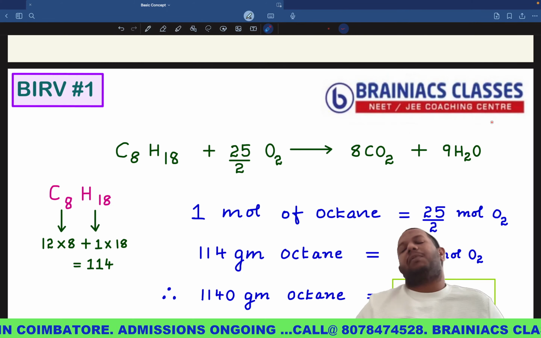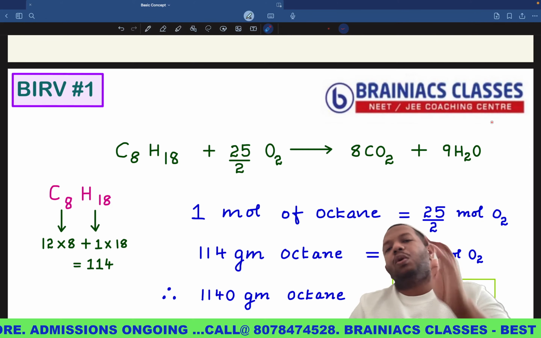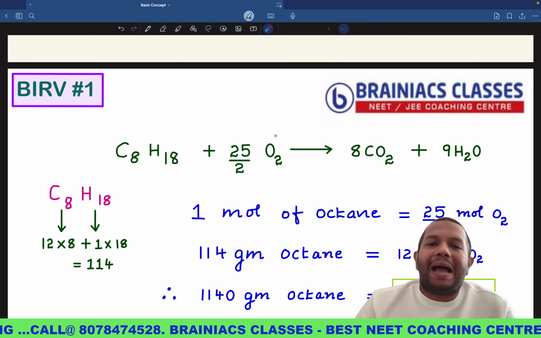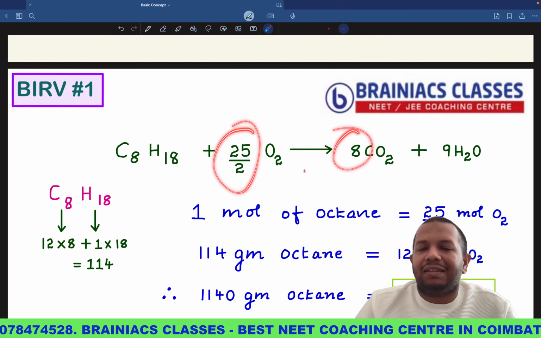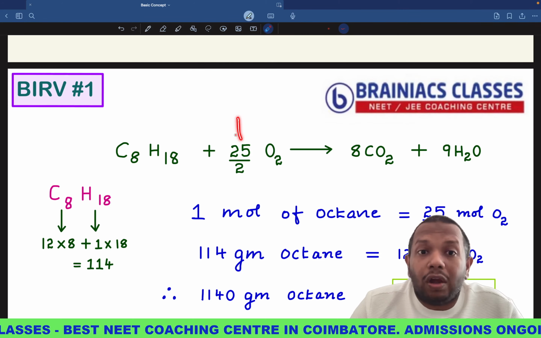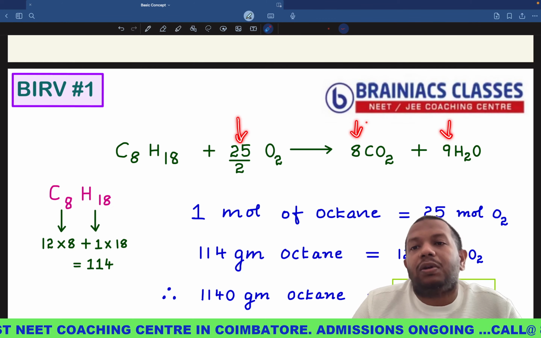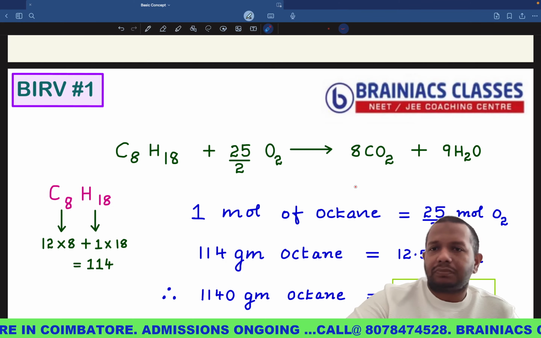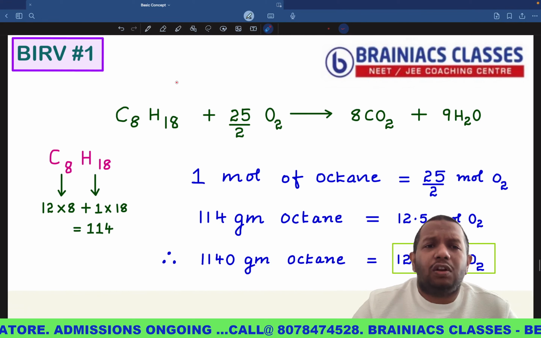For any hydrocarbon which undergoes combustion, we need to know this particular equation. Based on that, balancing the equation becomes very easy. Why? Because the products are always carbon dioxide and water, but the coefficient is very difficult to get. That is the reason why we are learning, or by-hearting, that equation. Now let's learn.